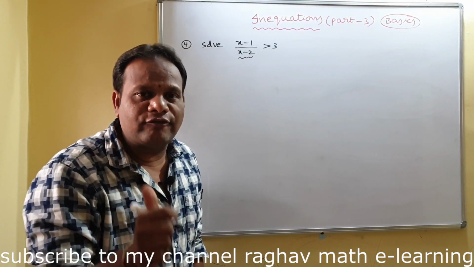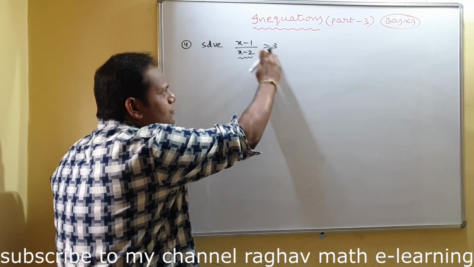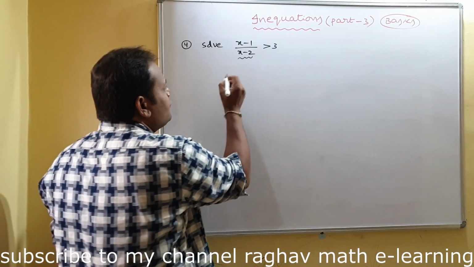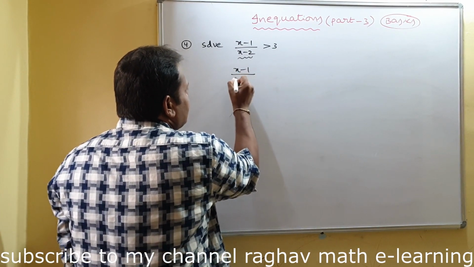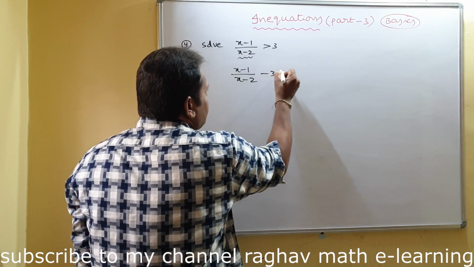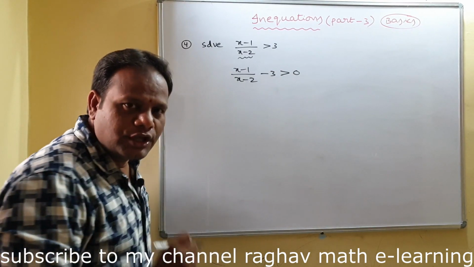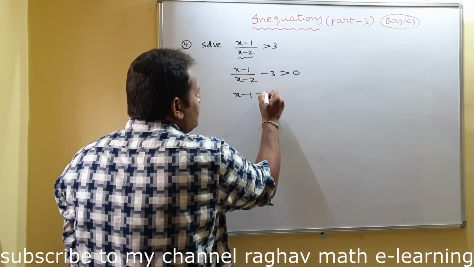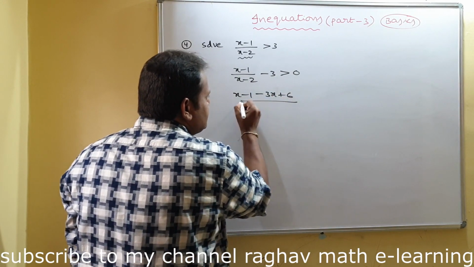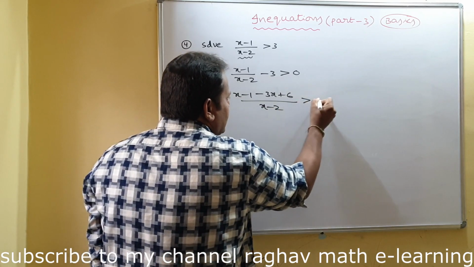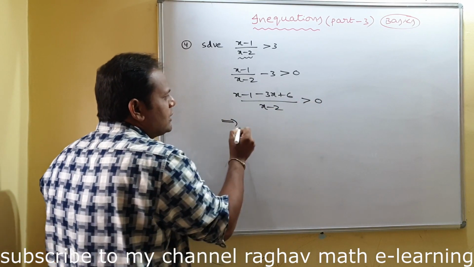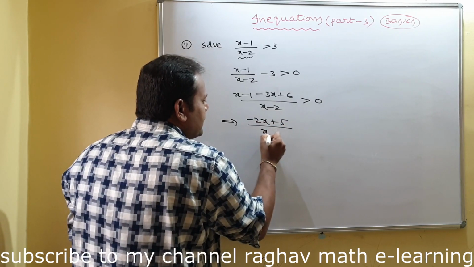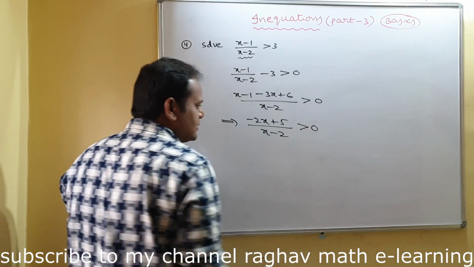So what we have to do? Shift 3 to left hand side and do the simplification. Then what we get, you see, that is x minus 1 by x minus 2 minus 3 greater than 0. Now do the simplification. What we get, you see, x minus 1 minus 3x plus 6 by x minus 2 greater than 0. So what is this? It is minus 2x plus 5 by x minus 2 greater than 0.